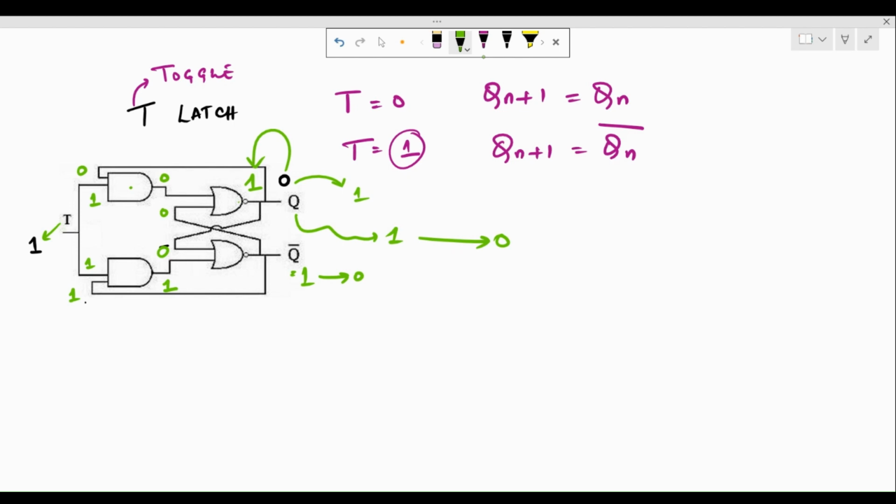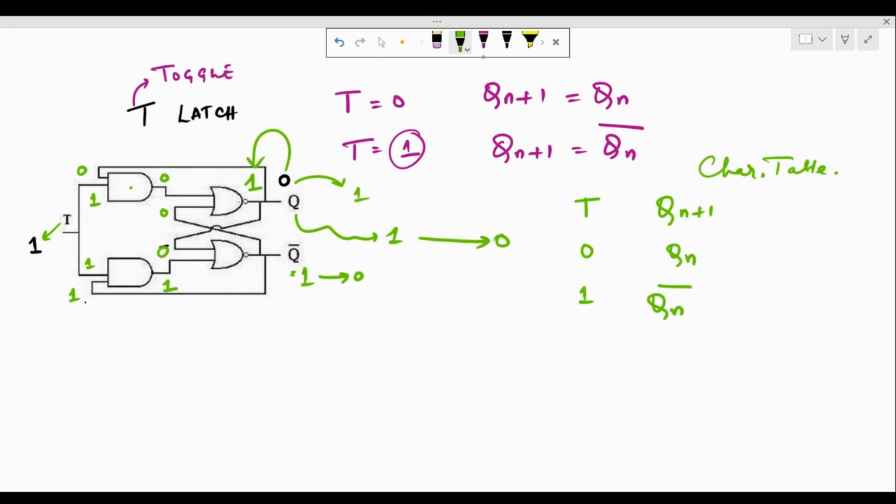So, having said that, I could write the characteristic table in this manner. For T is 0, next state is Qn. For T is 1, the next state is Qn bar. So, this is one way of representing the characteristic table of the T latch, the toggle latch.